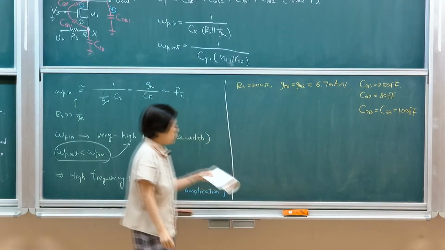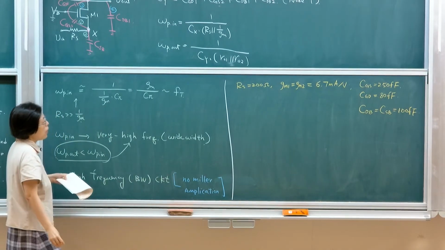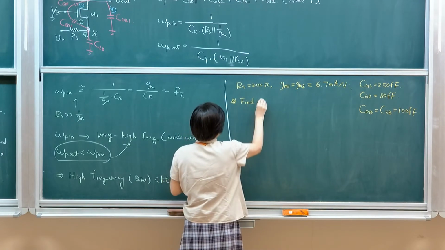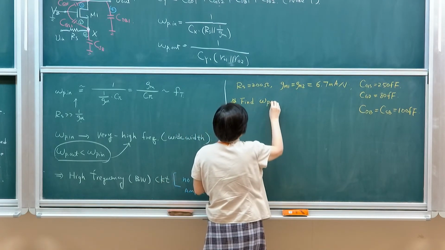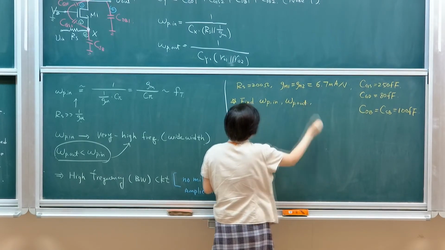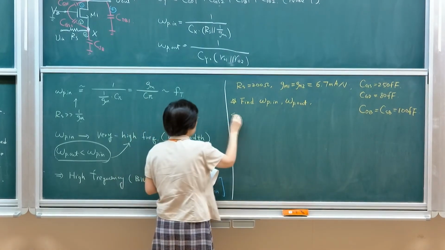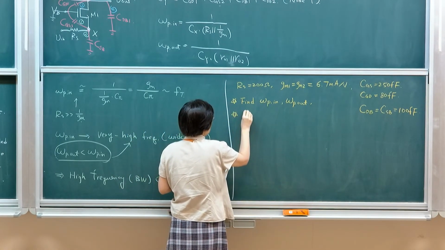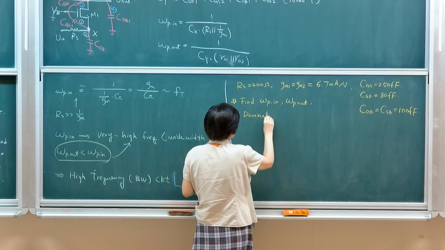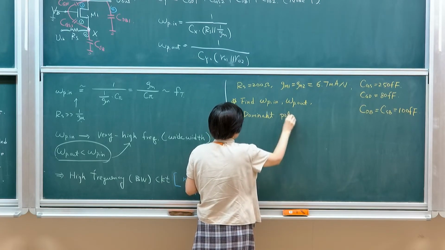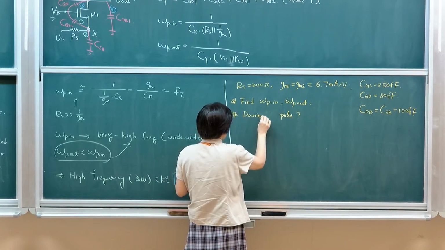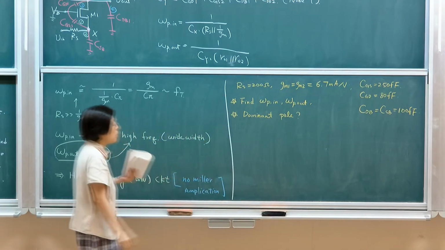Once we have this, I ask you to find its poles, omega p in and out, and determine which one is the dominant pole. Dominant pole, so which one is smaller? Dominant pole simply means the lower frequency one, either at the input terminal or at the output terminal.